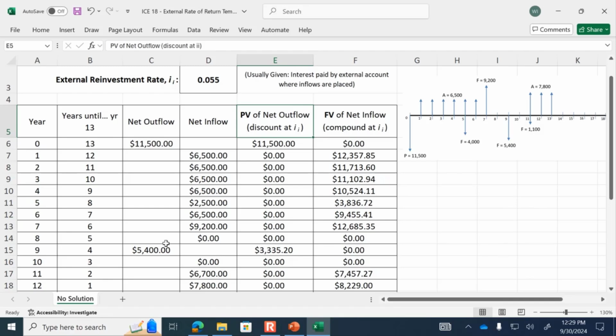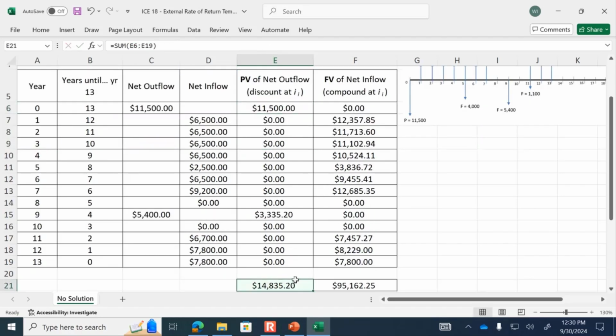So there's only 2 years where we have a net outflow. Here's 0 and 9. So then the present worth of the net outflows, we're discounting it at the given external reinvestment rate. And so then the sum of it is $14,835. Now, the column says outflow, so I already know it's a negative value. So I'm not bothering to put a minus sign there, because outflow is already telling me that it's an expense.